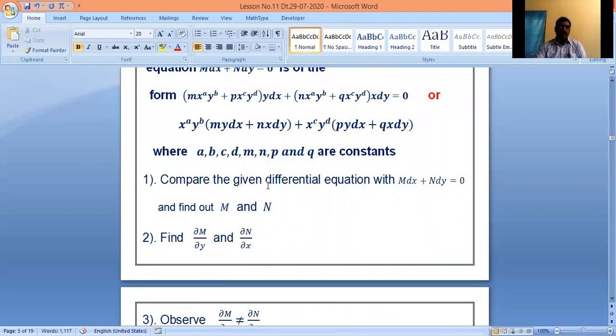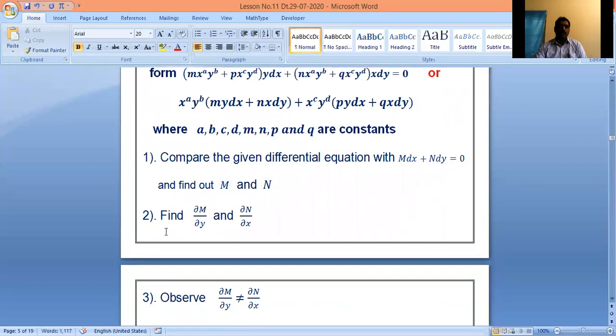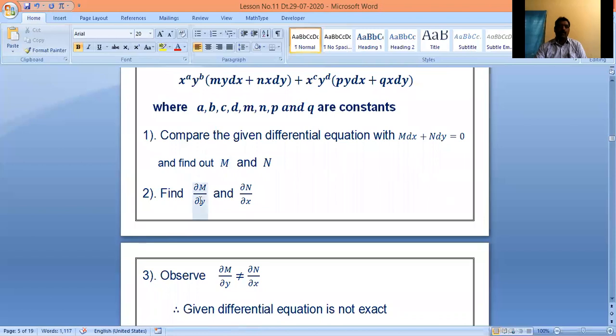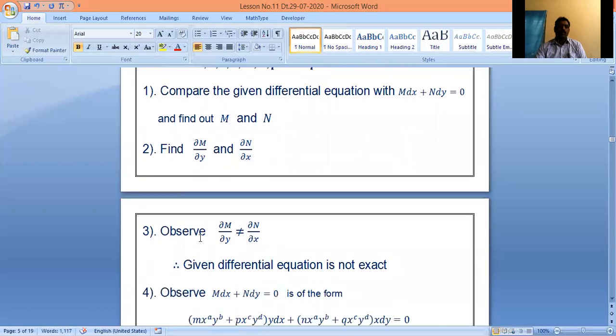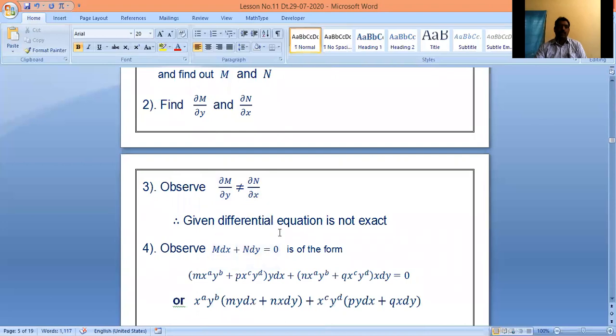Number 1. Compare the given differential equation with m dx plus n dy is equal to 0 and find out m and n. Number 2, find dou m by dou y and dou n by dou x. Number 3, observe dou m by dou y is not equal to dou n by dou x. Therefore, the given differential equation is not exact.